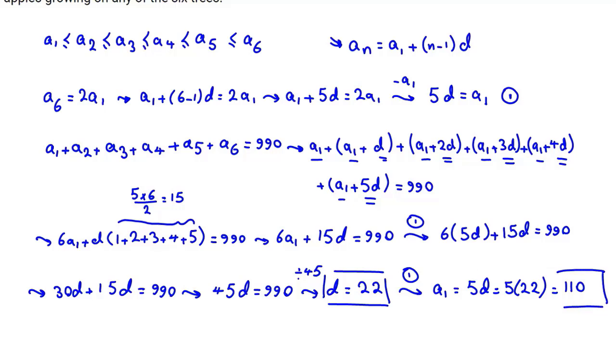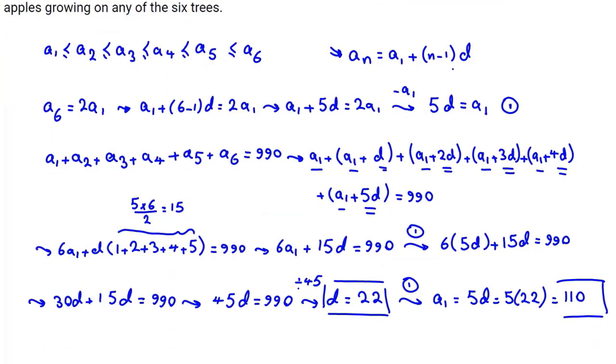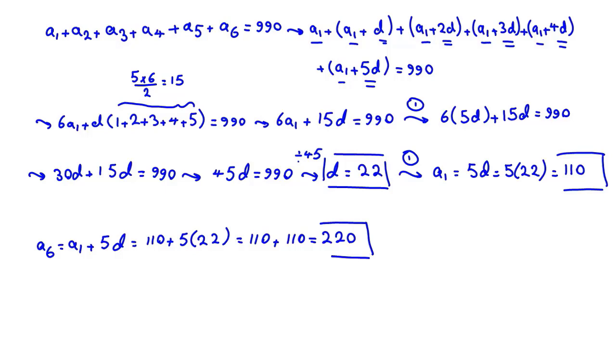We found a1, but what does the problem want? The problem says find the greatest number of apples growing on any of the 6 trees, which means a6. Using the basic formula, a6 equals a1 plus 5d. If we replace a1 with 110 and d with 22, we get 110 plus 5 times 22, which equals 110 plus 110, which equals 220. So the answer of this problem is 220.